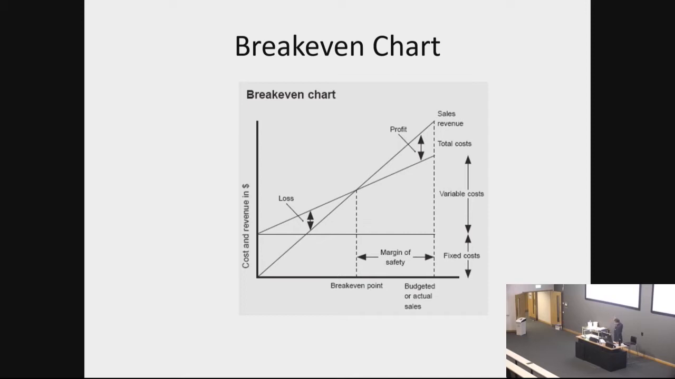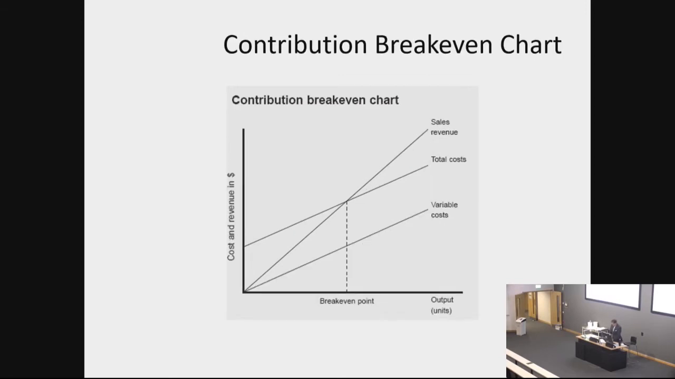You can see the difference between our sales revenue and the total cost. You can calculate profit. We have a fixed cost area, we have a variable cost area, and then we have a margin of safety, which is the distance between budgeted or actual sales minus break-even point sales. This graph can be presented slightly differently. So that is where we have removed the fixed cost bit from here, but the fixed cost is still there.